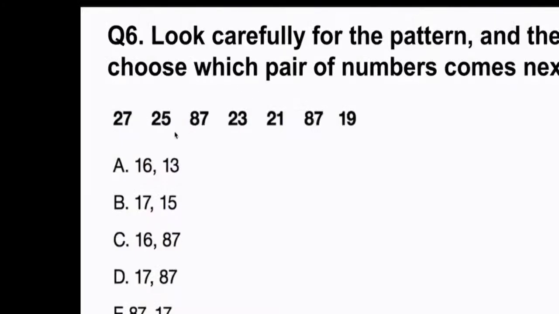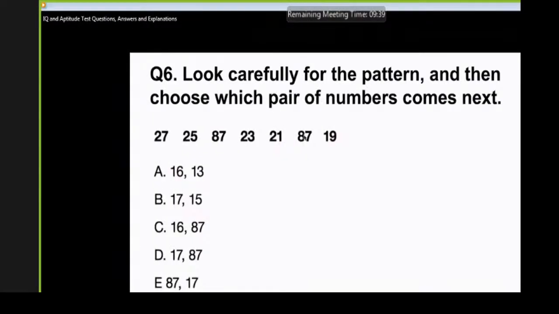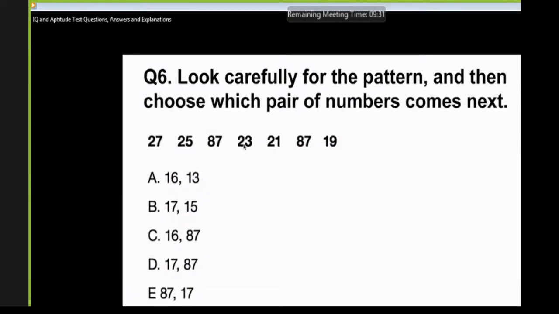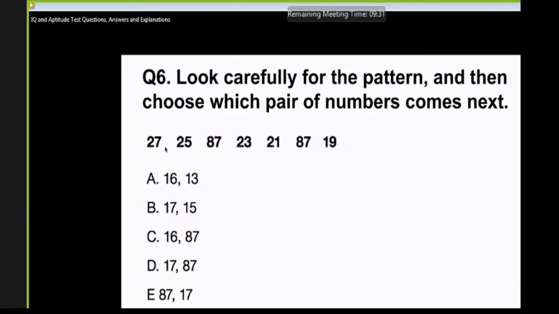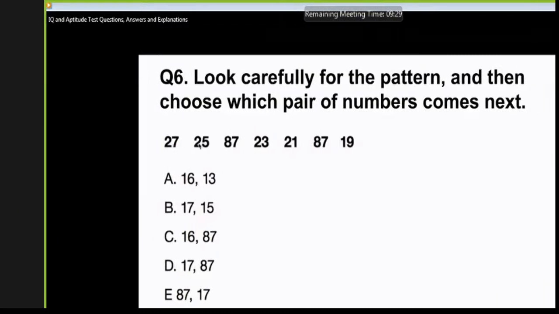But then I notice there's also another 87 in the sequence, and each of these are coming after the third number. So 1, 2, 3, 1, 2, 3. So this tells me perhaps that the 87 is a repetitive number after every third number. 27, 25, 87, 23, 21, 87. And the reason why I say this is because these numbers are descending by 2 each time. So 27 minus 2 is 25, and then we've got 87.